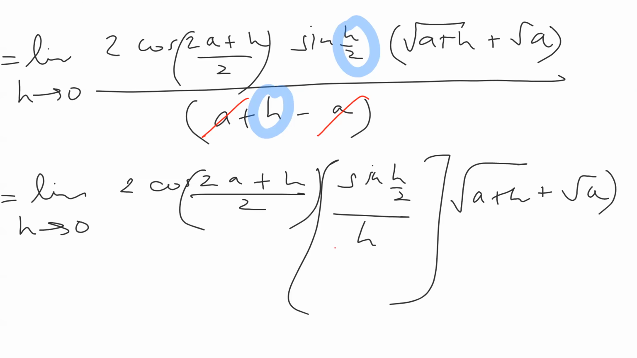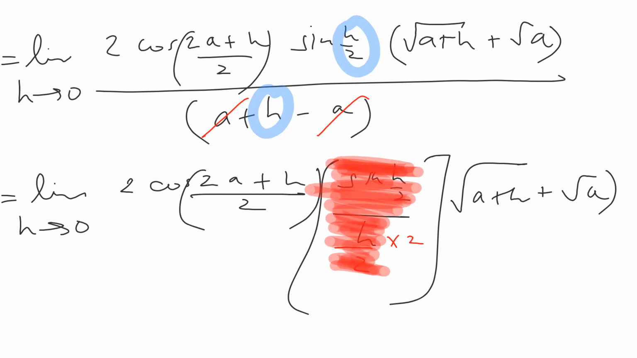So here we'll multiply and divide with 2. Purpose is we can apply the formula for sine then. So sine h by 2 upon h by 2, as h is approaching 0, it is 1. And wherever there is h in the rest of the terms, I'm going to put 0. Direct value substitution. So 2 cos of 2a plus 0 upon 2. Fine.